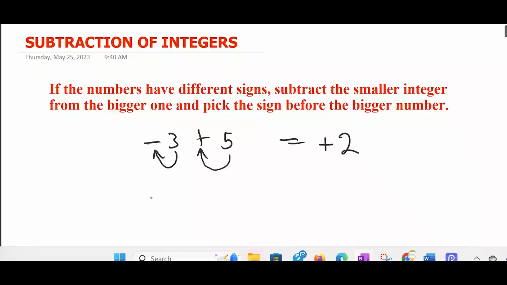Let's look at it another way around. Let's say you have 3, that's positive 3 minus 5. In this case, 3 is positive and 5 is negative. That means they have different signs. And once the integers have different signs, you must subtract the smaller one from the bigger one. That is the second rule. So we'll say 5 minus 3, that's going to be 2. Then look at the bigger number here, which is 5, and the sign before it is negative. So you pick the sign before it. So this will be negative 2.